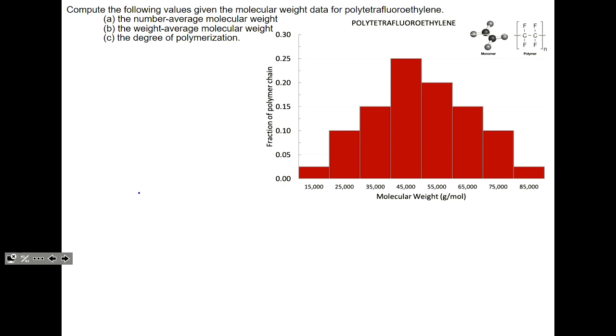Okay, so when you have to calculate the number average molecular weight, the weight average molecular weight, and the degree of polymerization, you're given a plot like this, and you can actually tabulate all the data yourself. You don't need to be given a data table. So here it says, here's the fraction of polymer chains as a function of the molecular weight. What this is telling you is that in your polymer, you have different chain lengths, and thus you have different molecular weights within these chains. Well, how much of your polymer, what is the distribution like in your polymer, right?